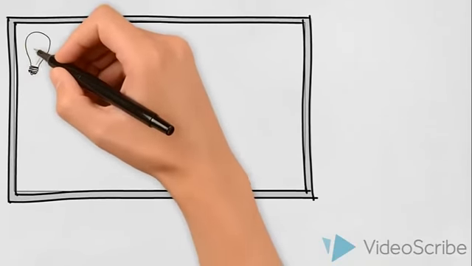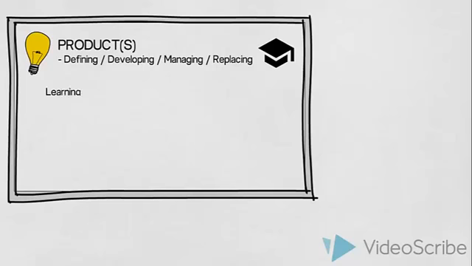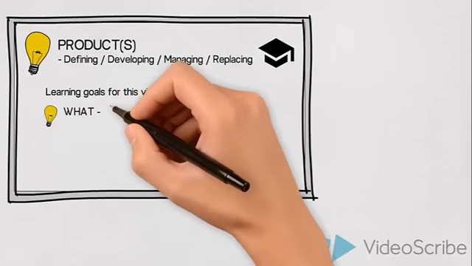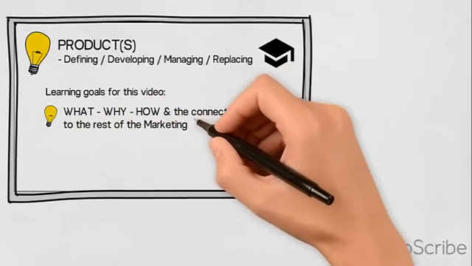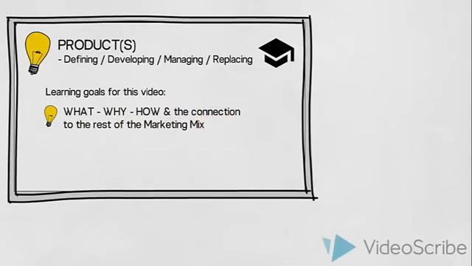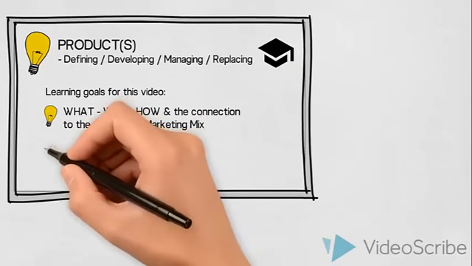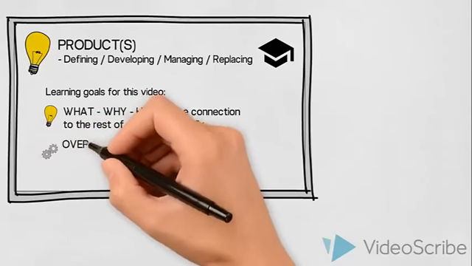When deciding on which different elements a product or service should include, marketers often talk about defining, developing, managing, or replacing products. However, before we start talking about products, let us just list the learning goals for this video. The goal is to establish an understanding of what defining a product means, why we need to know about it, and how we could go about doing it.